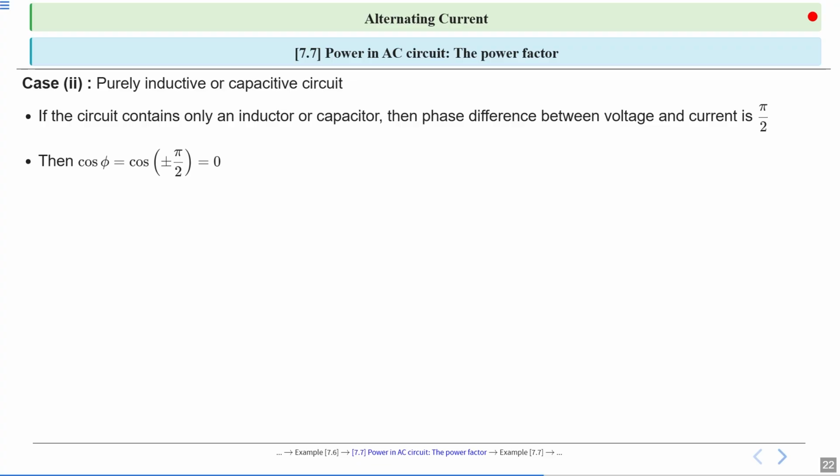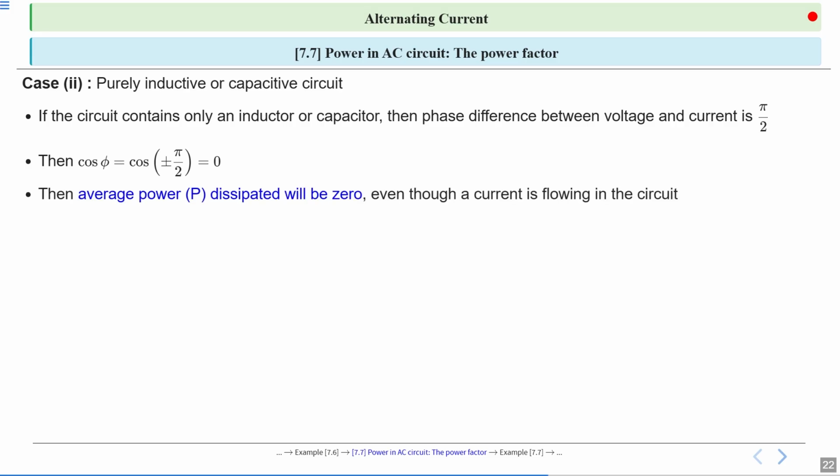So cos phi in the case of minus pi by 2 and pi by 2. In the case of an inductor, it is minus pi by 2. In the case of a capacitor, it is plus pi by 2. For both values, minus pi by 2 or plus pi by 2, cos has 0 value for both these angles. So it means the power factor in the case of an inductive or capacitive circuit will be 0.